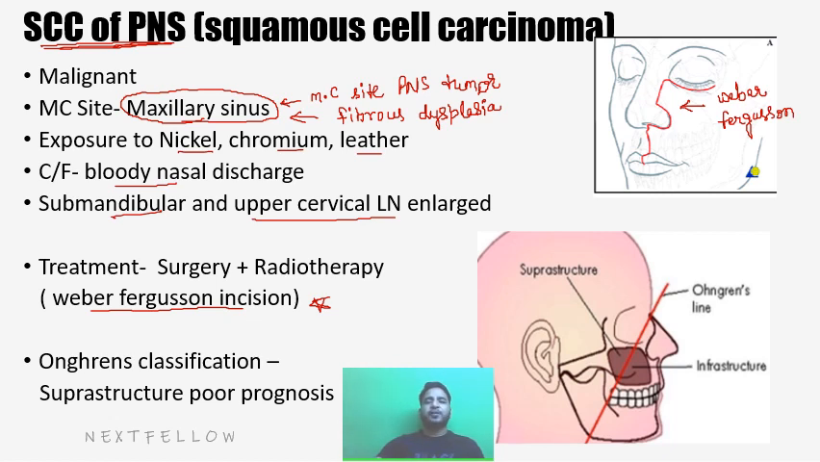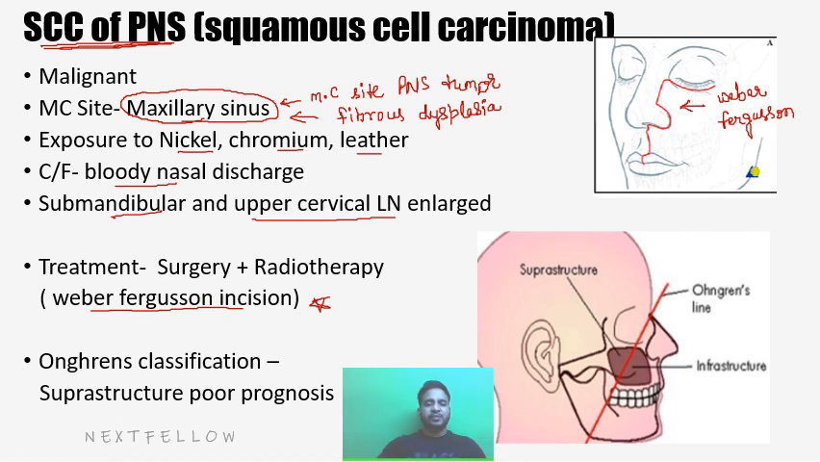This is the Weber-Ferguson incision, extending up to the lateral canthus of the eye. Starting from the upper lip, along the lateral border of the nose, medial canthus, lower eyelid and till the lateral canthus of the eyelid. This incision is used for any of the paranasal sinuses like the maxillary sinus, ethmoidal sinus, etc.